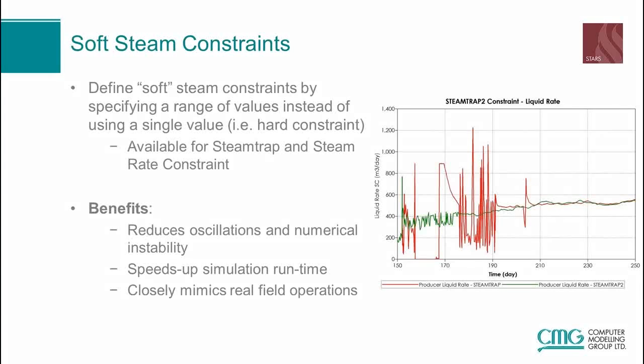speed up some of your simulation run times, particularly in runs where you had oscillations, numerical instability due to the method that some of the hard constraints might take. Meaning, you would hit a hard constraint, you would switch over to a different one and flip-flop, which might cause the oscillations you see there in red, the graph on the right. Whereas with the soft constraints, you now have a bounds and it's able to converge much nicer.